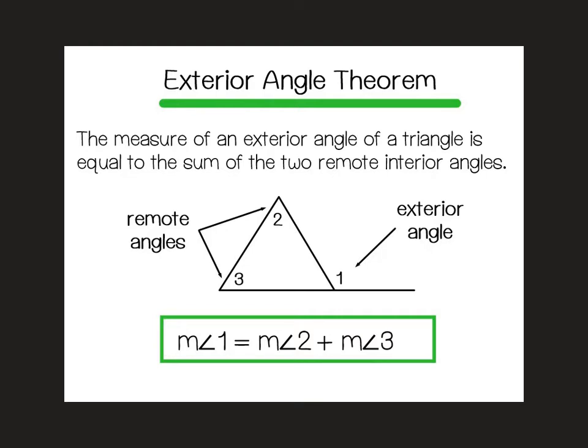So if you look at our diagram, this is the exterior angle. It's on the outside of the triangle. And the remote part means the two that are not attached to the exterior angle. So remote angles, exterior angle. The equation looks like the exterior angle, the measure of angle 1, equals the measure of angle 2 plus the measure of angle 3.